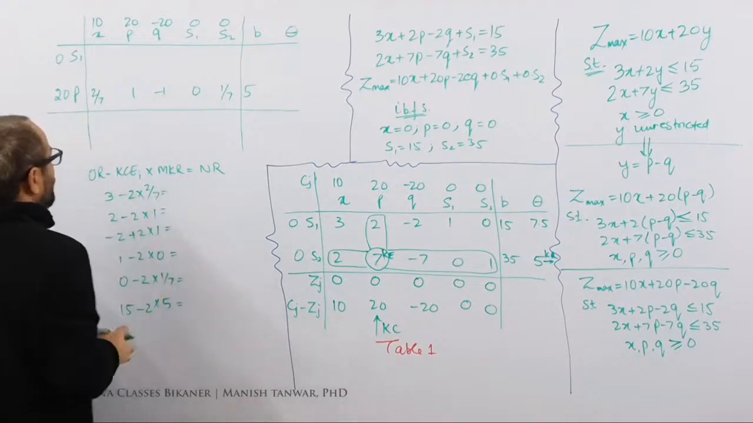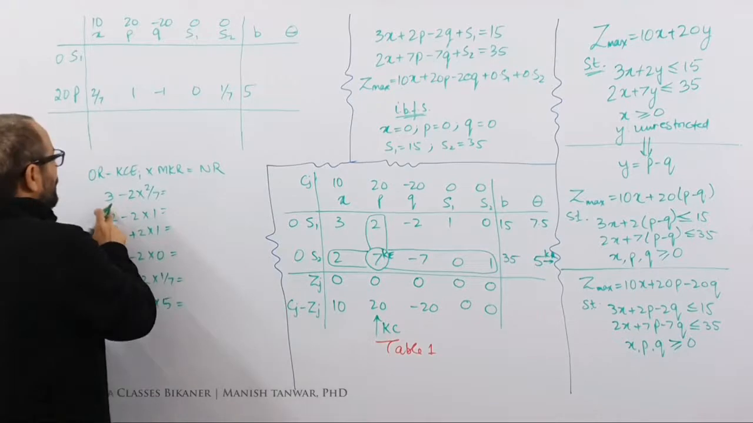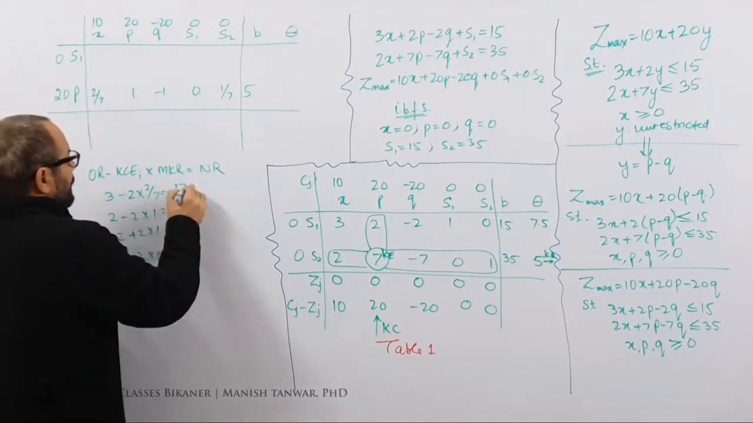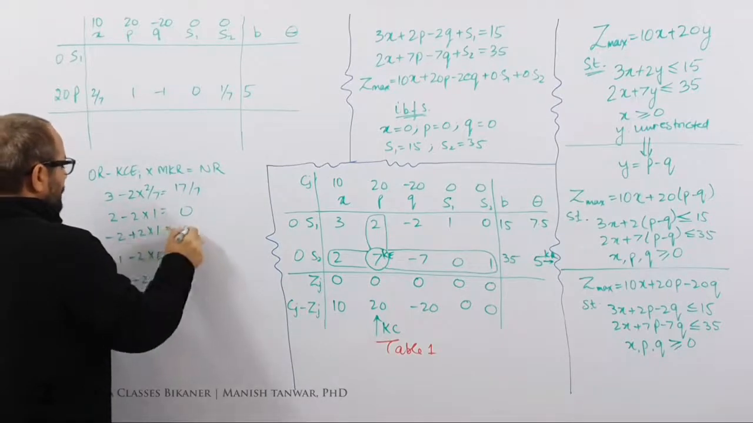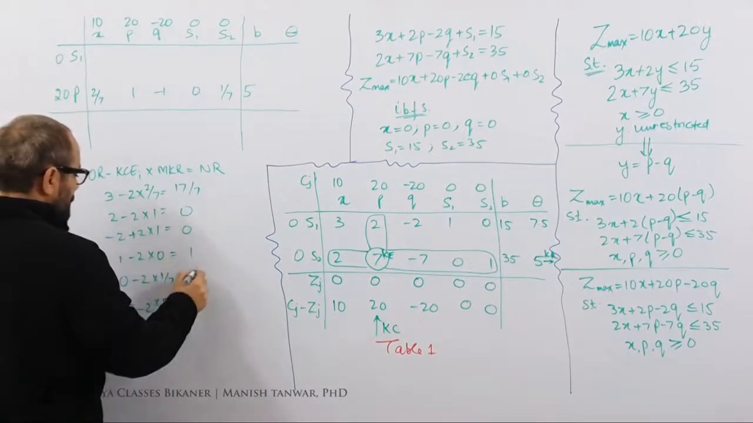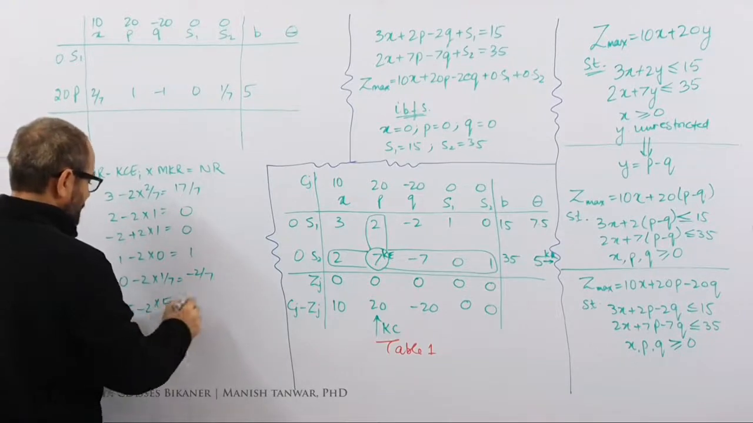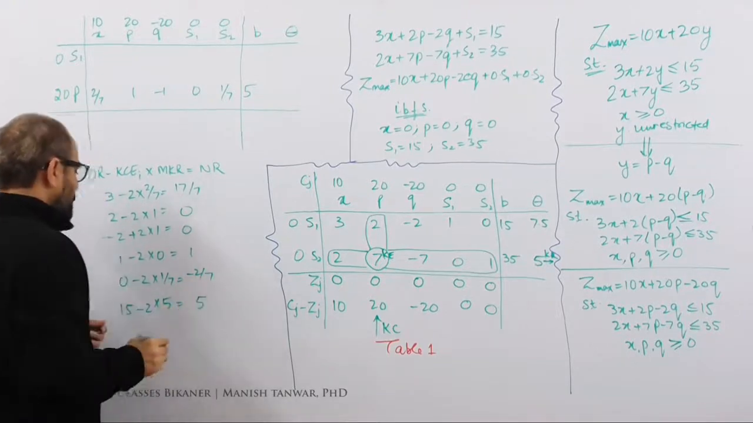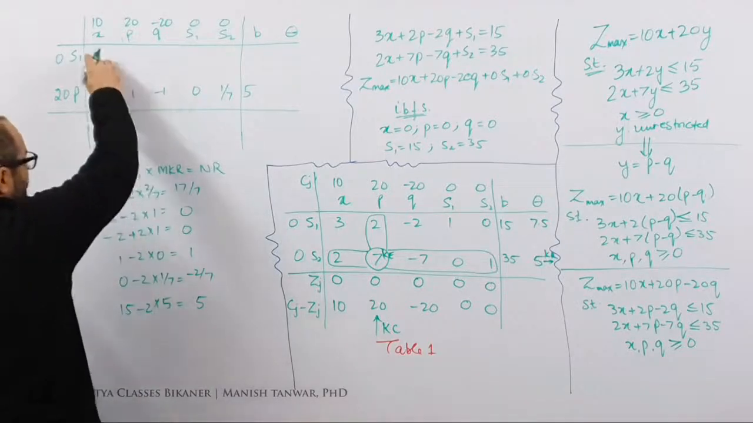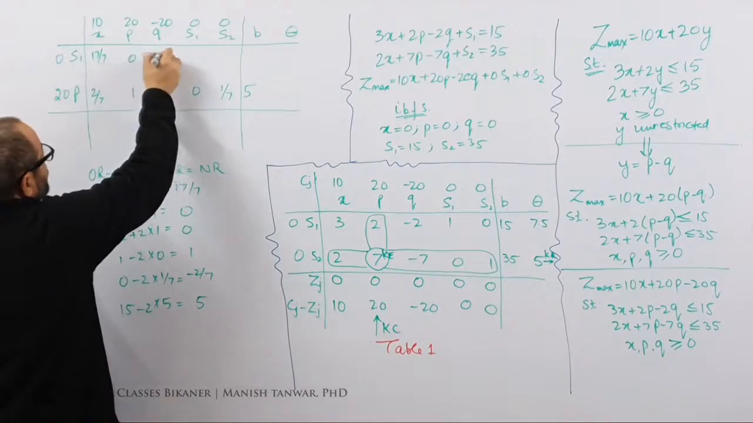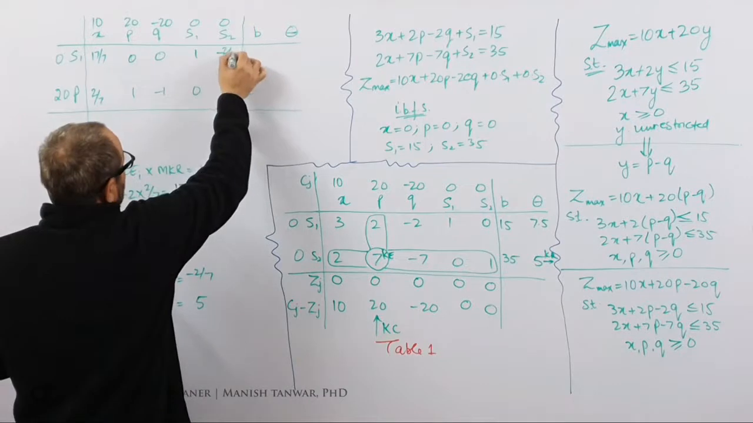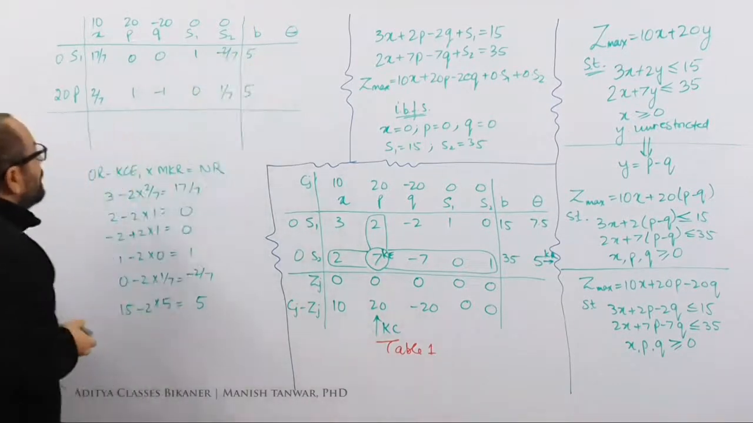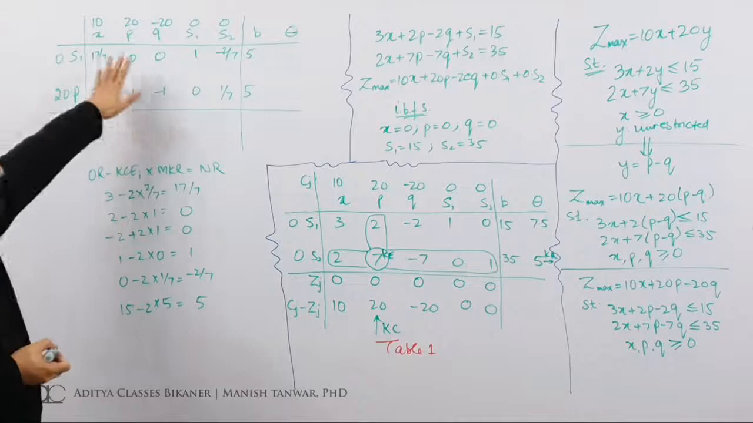Thereby giving me my new row. New row would be 7 3s are 21, 21 minus 4, making it 17 by 7. 2 minus 2 would be a 0. Minus 2 plus 2 would again be a 0. This is 1. Minus 2 by 7. 15 minus 10 would give me a 5. So my new row would be 17 by 7, 0, 0, 1, minus 2 by 7 and 5. This is my first row.